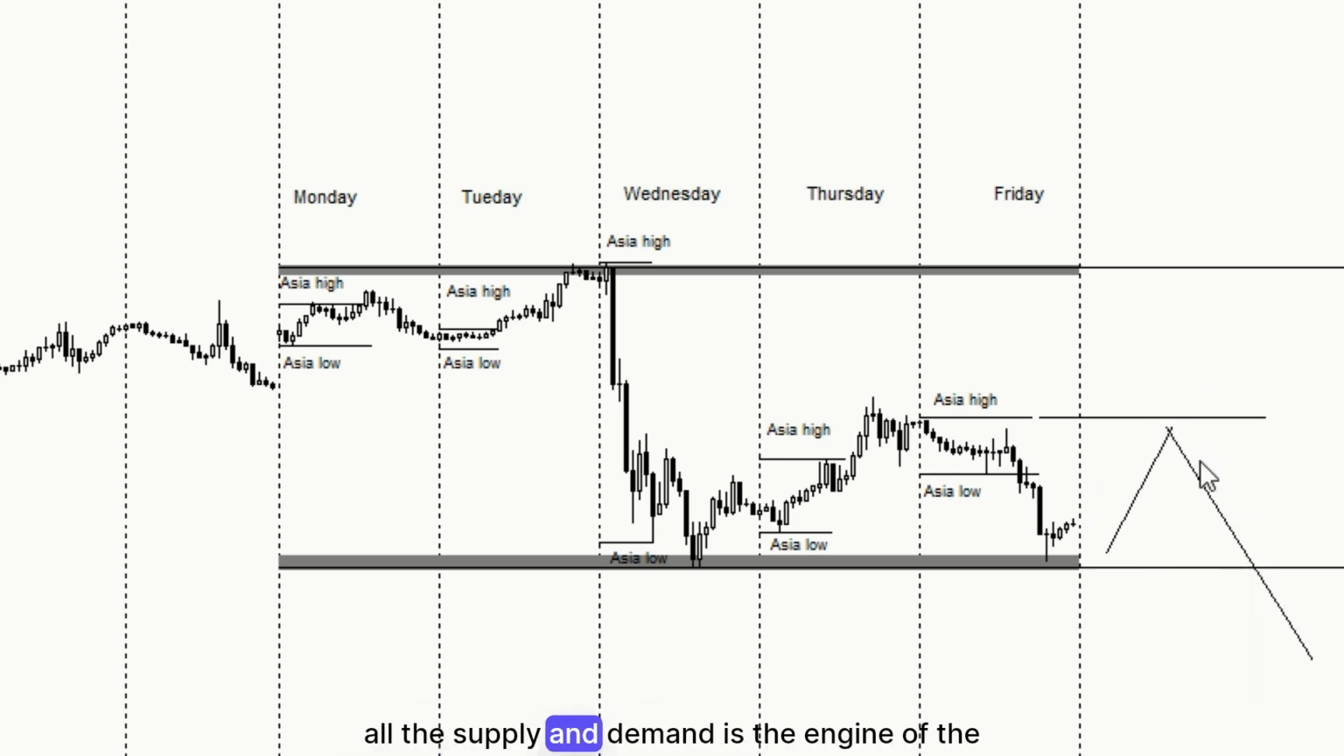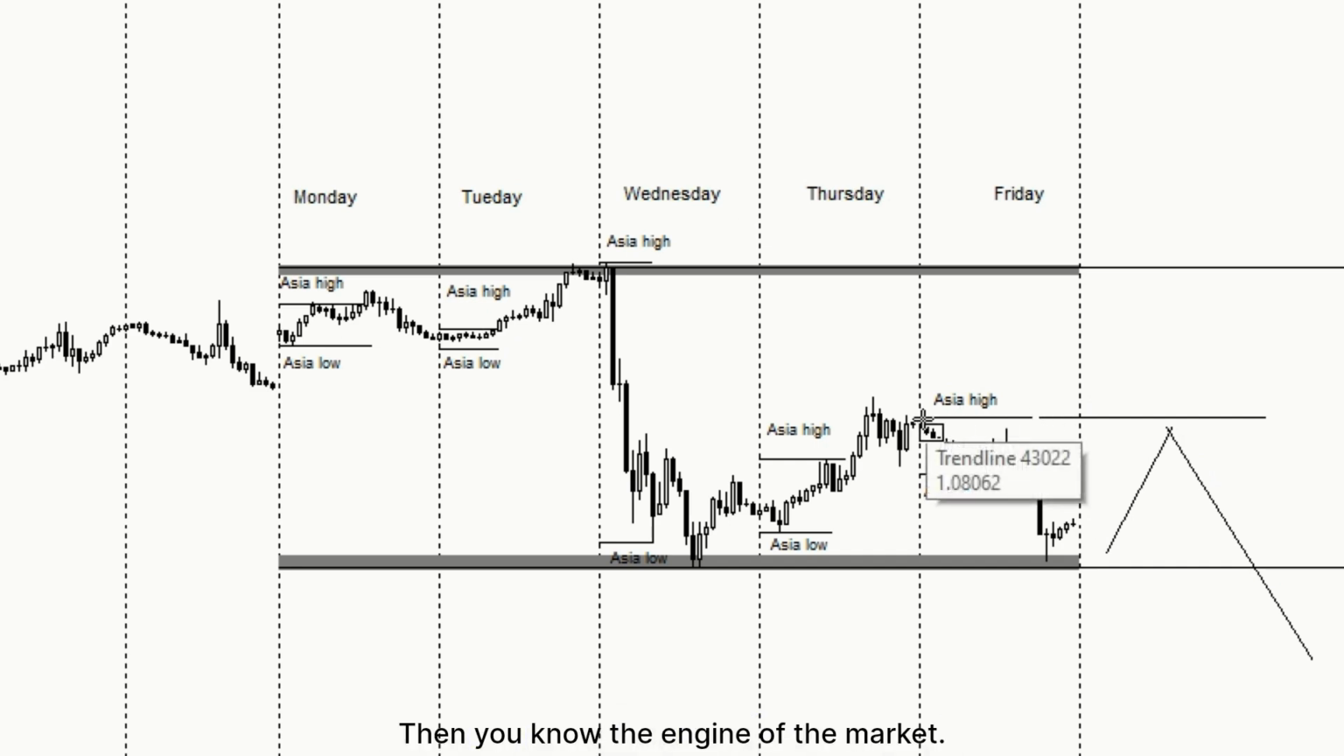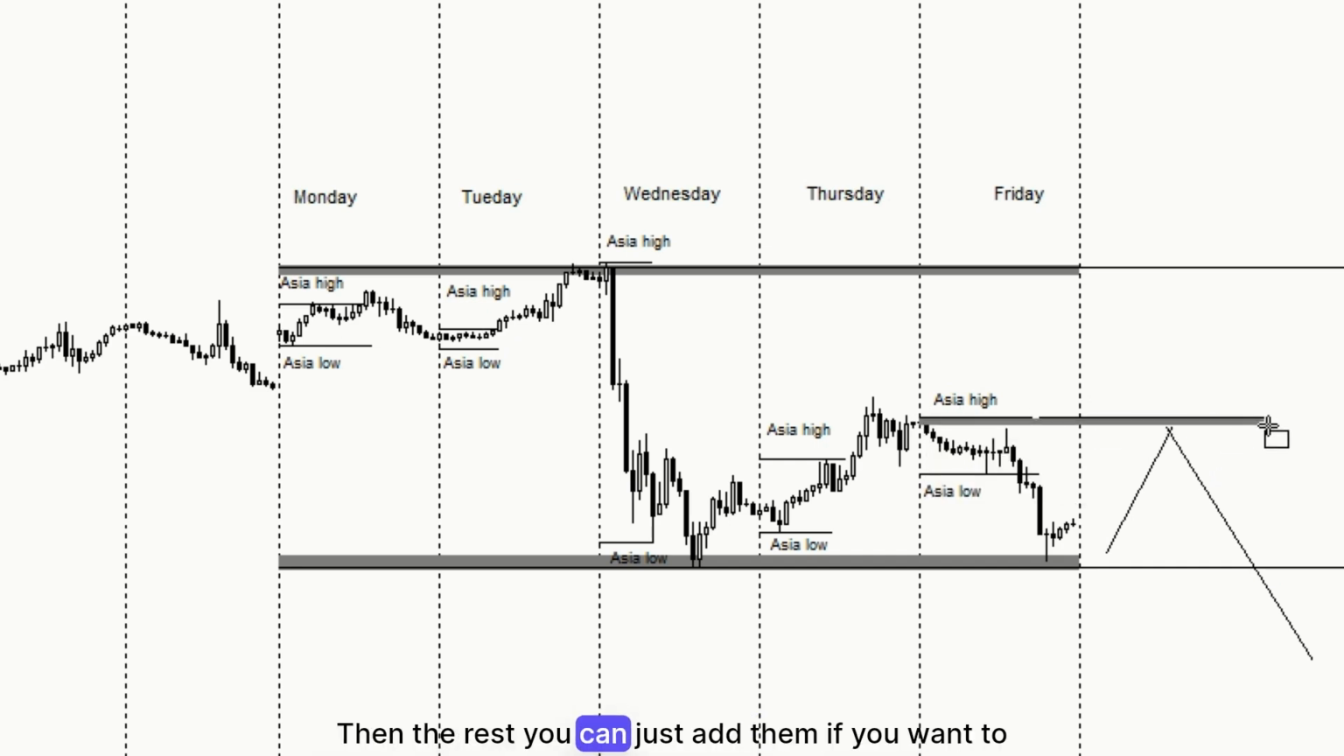Supply and demand is the engine of the market. You just have to know the supply and demand of the market, then you know the engine of the market. Then the rest you can just add them if you want to add them.